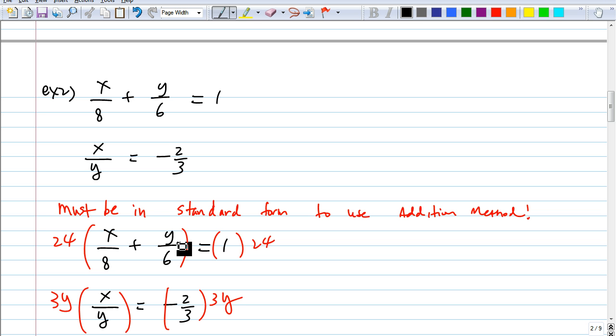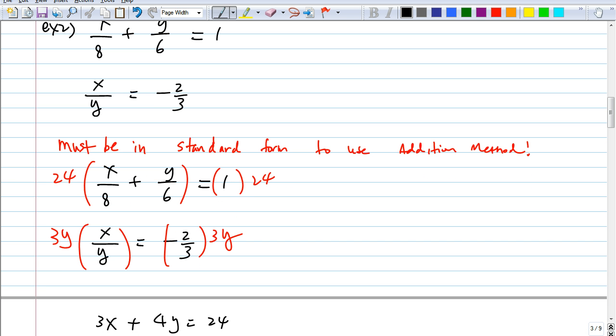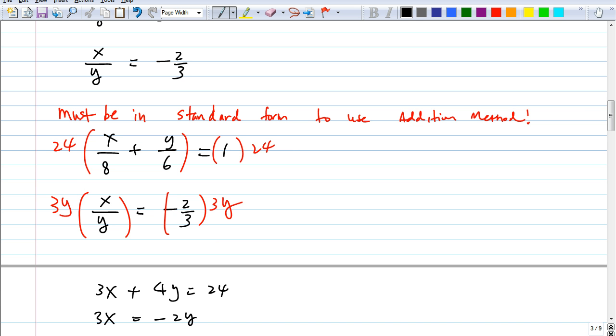Get it? 3x plus 4y equals 24. That's right. And what about the second equation? What's that, Jennifer? 3x equals negative 2y. Good. Is that in standard form? No. So how do I write this in standard form?